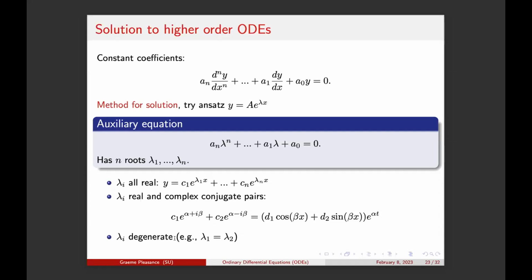Just to clarify, if two of these lambdas are degenerate, it just means that they're equal to each other. The reason this is slightly more complicated is that if these are equal to each other, then just writing down the linear combination of these in the form of e to the lambda 1x, e to the lambda 2x, each of these terms will no longer be linearly independent. So we need to come up with a slightly more sophisticated way of solving the equation.